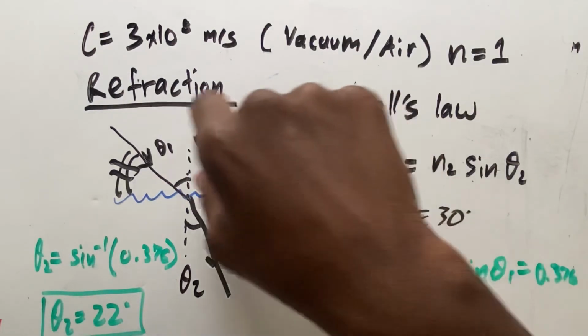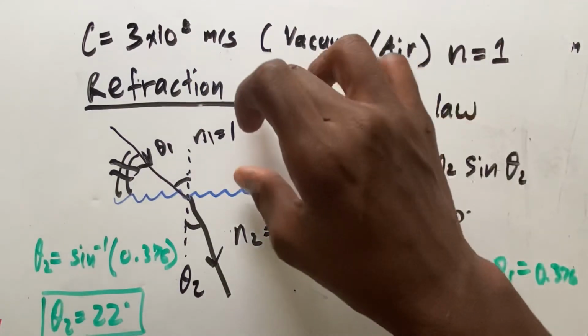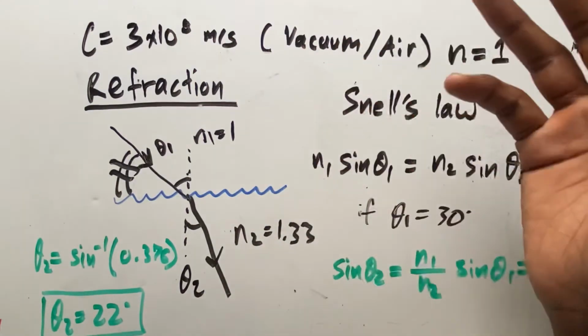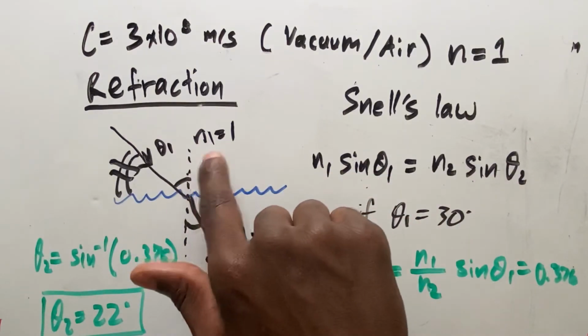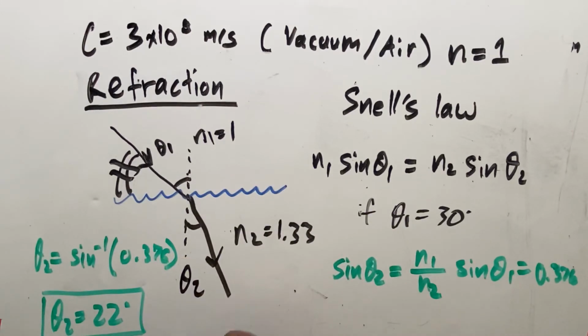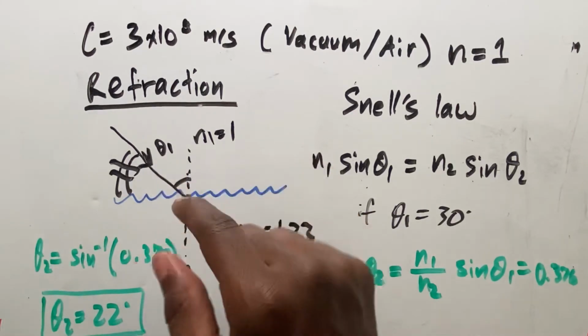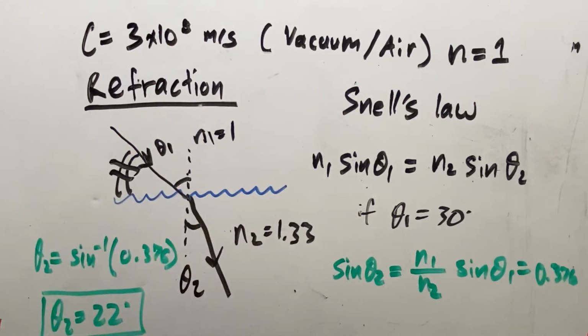But this top medium may not always be air. It could be something else. It could be glass, it could be anything. And so that's just going to change your index of refraction here. So just take note of that, and note that these angles here are the angles that are made with the normal. Cool.